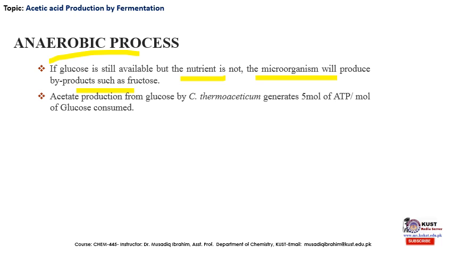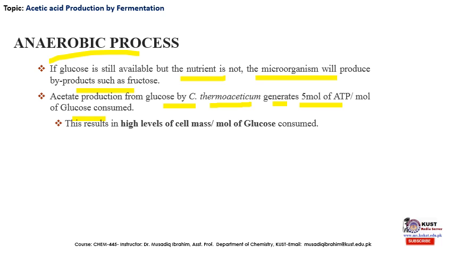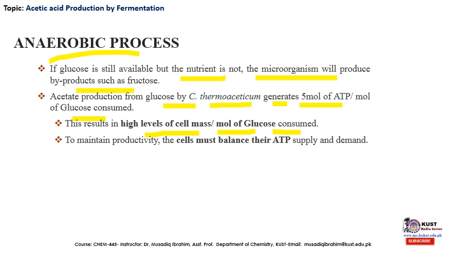Acetate production from glucose by Clostridium thermoaceticum generates 5 moles of ATP per mole of glucose consumed. Now this results in high levels of cell mass per mole of glucose consumed. To maintain the productivity, the cells must balance their ATP supply and demand. So there should be a balance between the supply and demand of the ATP.